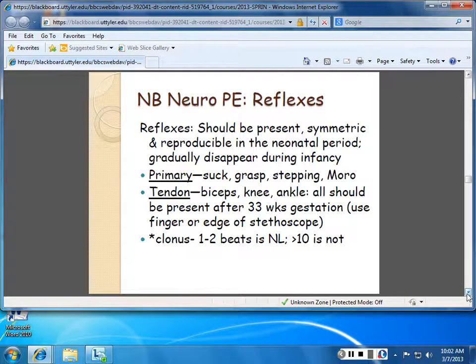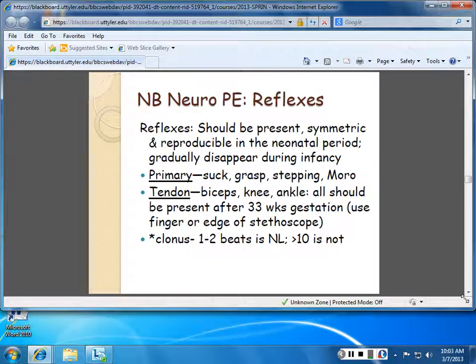Reflexes should be present, symmetric, and reproducible in the neonatal period. They gradually disappear during infancy. Your primary reflexes are suck, grasp, stepping, and moro. If you have a baby that was severely hypoxic at birth, APGARs of 0, 1, and 2, they're probably not going to have these reflexes. They're not going to have a suck, they're not going to have a grasp, they're not going to have a stepping. You know what a moro is, you've all had that.